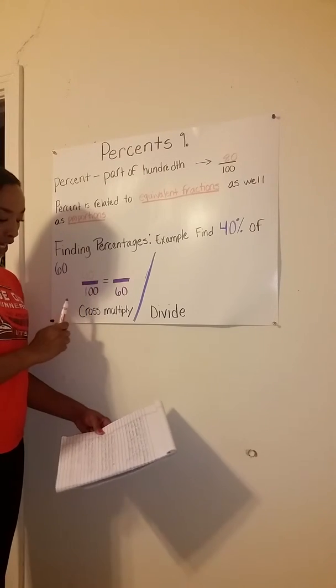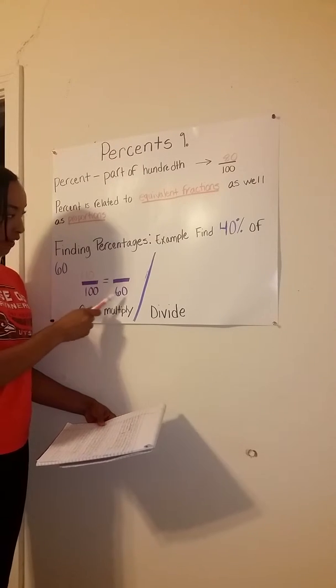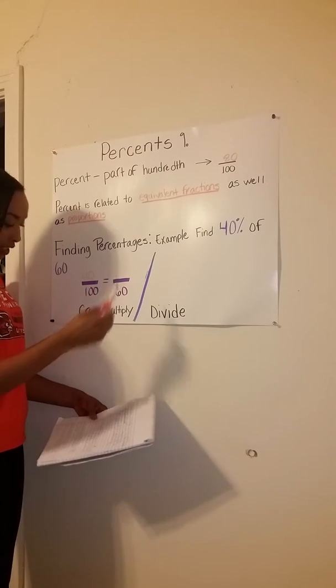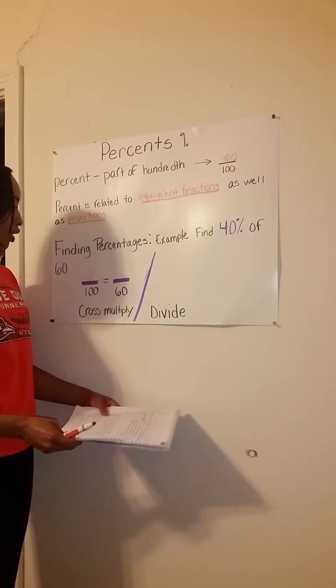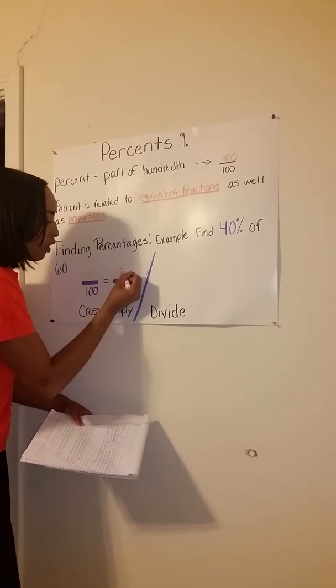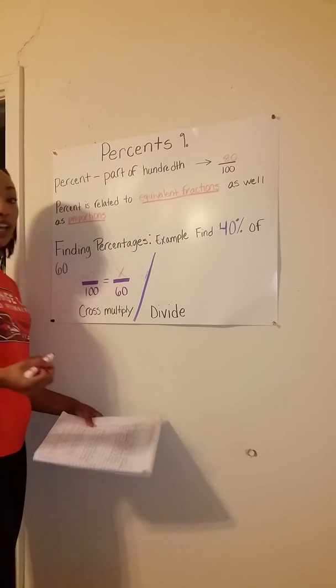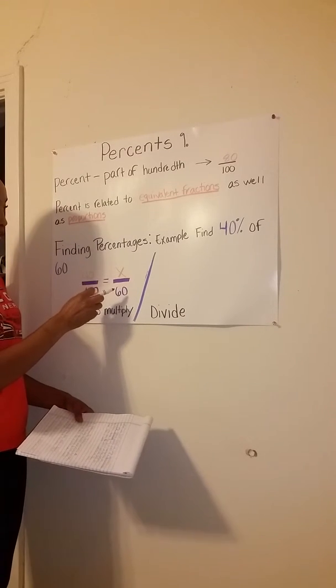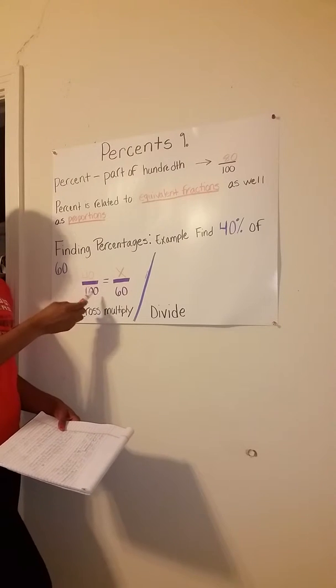Now, we're going to write 60. That's another number that's given that we already know. But we're trying to find out what 40% of 60 is. So here, we'll put an X because that's what we're solving for. We want to find out what 40% of 60 is. So this is how you would write it visually.